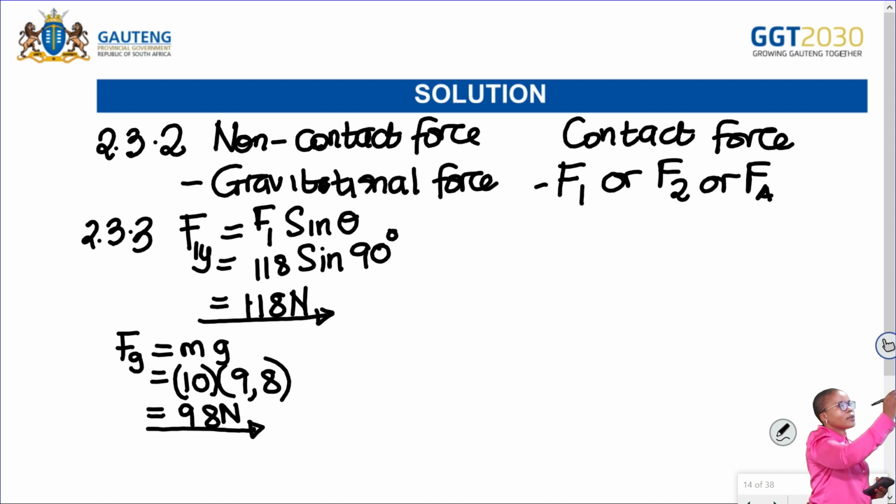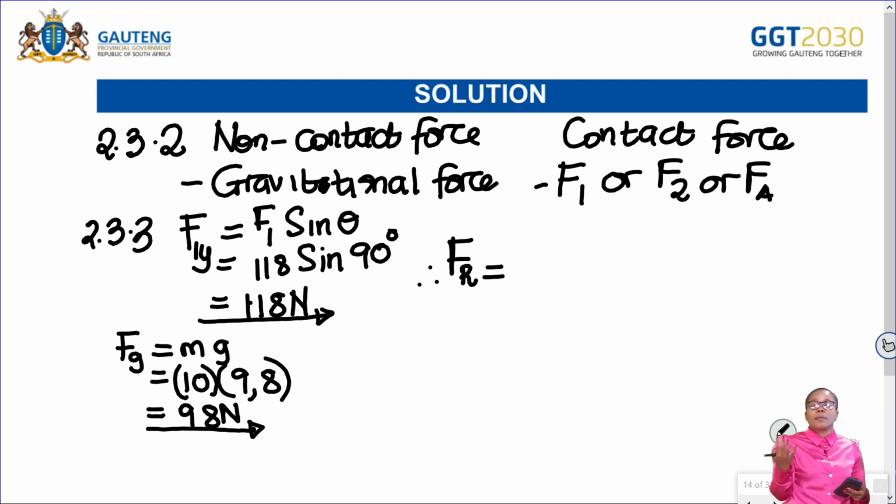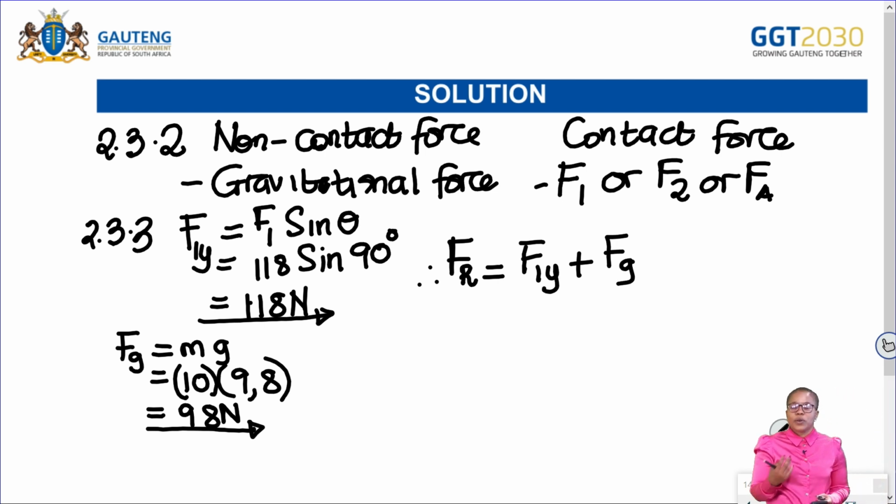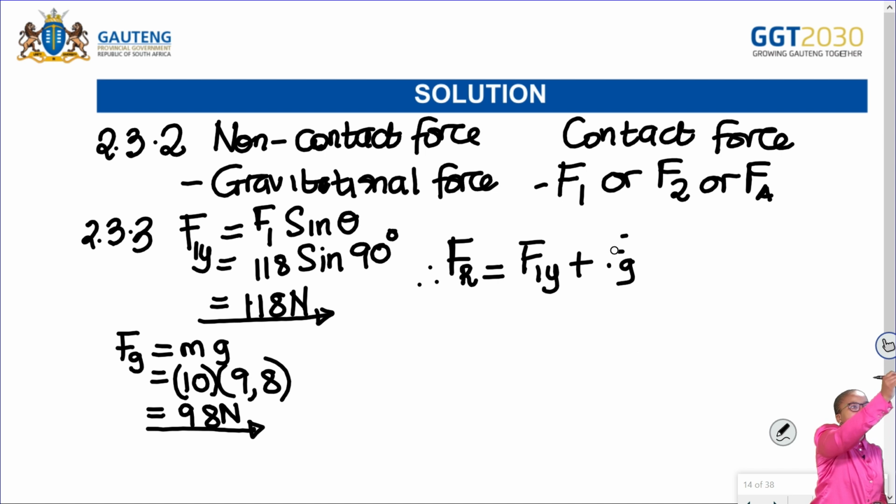So here we are. Therefore, FR is going to be equals to, remember the bigger one we said, okay, because it's bigger, we're going to give it the positive sign, and the one that is smaller, we're going to give it what? The negative sign. So we're going to have F1y plus FG. However, our FG, because it is smaller, we're going to say it is a negative FG because it is also in the opposite direction.